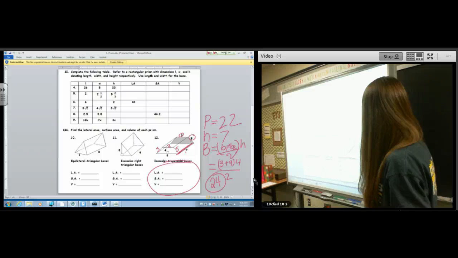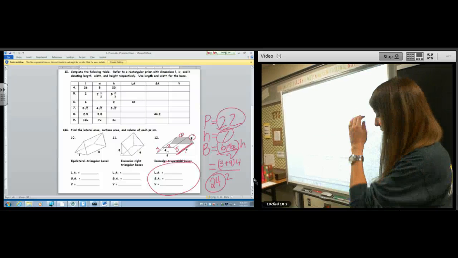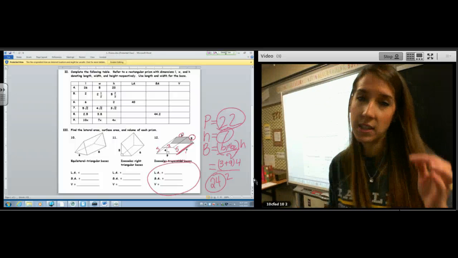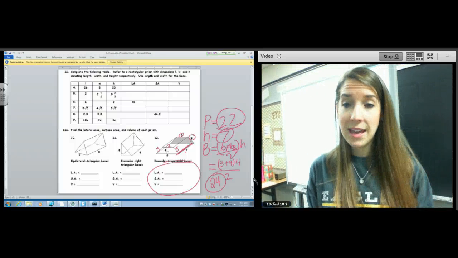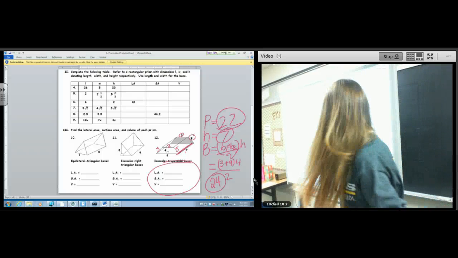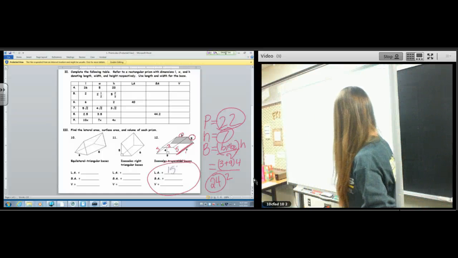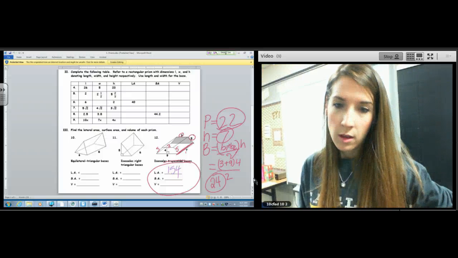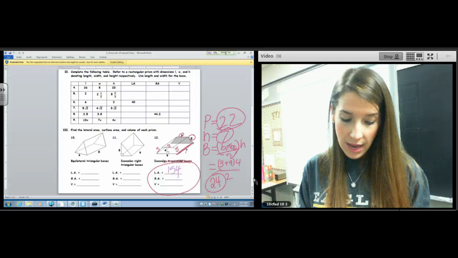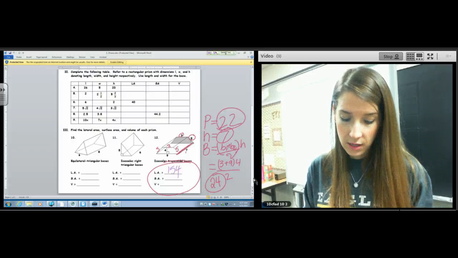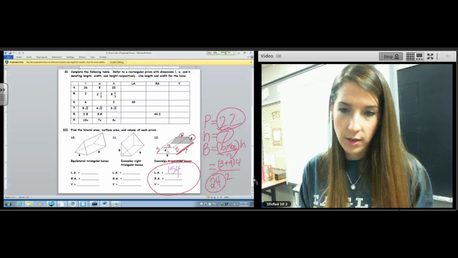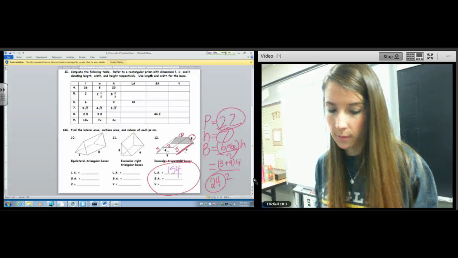Now that we have these pieces, we only have to just look at our formula chart and plug in what they say to combine. So LA is P times H. 22 times 7. P times H. SA is PH plus 2B. So you take the 154 that you already found, and then you add double the base. 2 times 24.